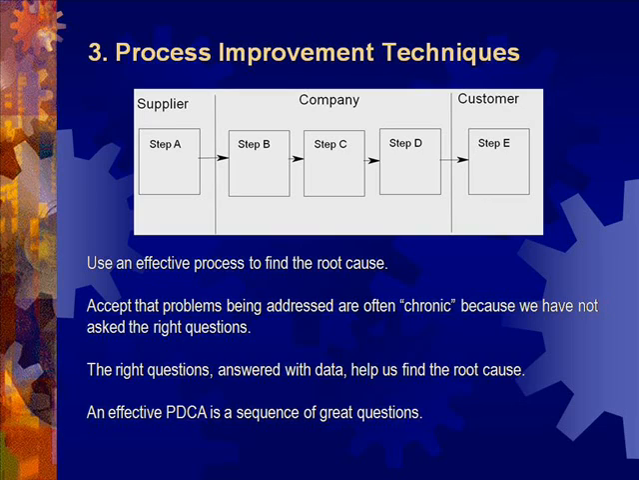To find the troublesome root causes, use an effective process. Accept that the problems being addressed are often chronic because we have not asked the right questions. The right questions answered with data help us find the root cause. An effective improvement process is a sequence of great questions.